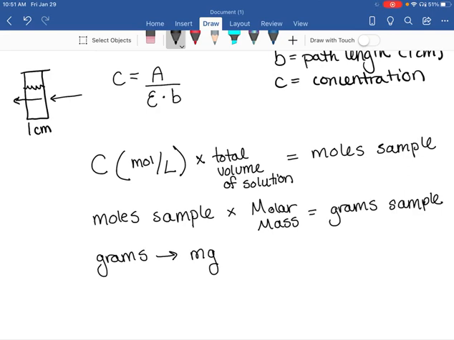Now, one thing to keep in mind during the lab, we only used half of our sample. So if you haven't watched the lab yet, that's okay. But what you'll find is we only use half of our sample to analyze. And so you'll want to take the amount of milligrams and multiply it by 2 to get the actual amount in the original sample.